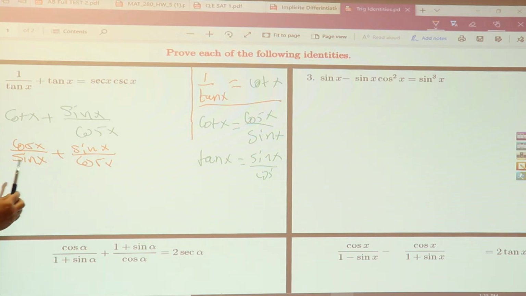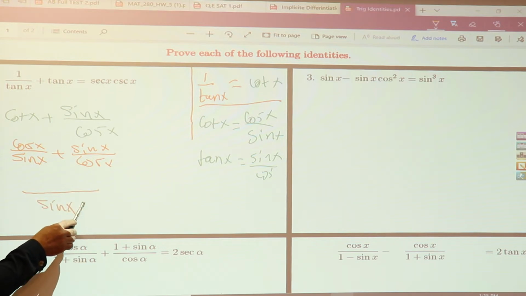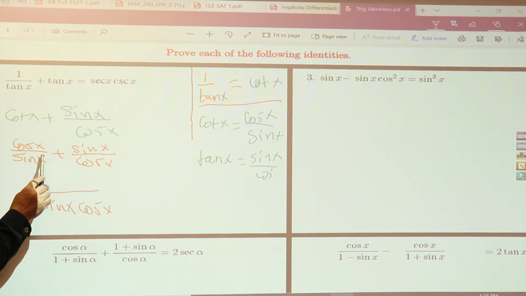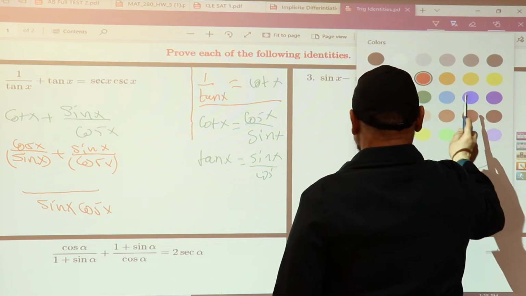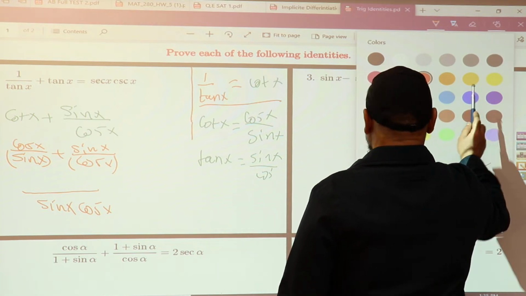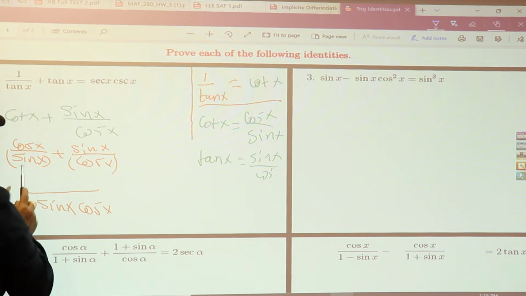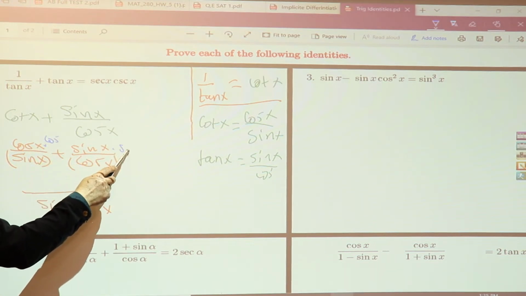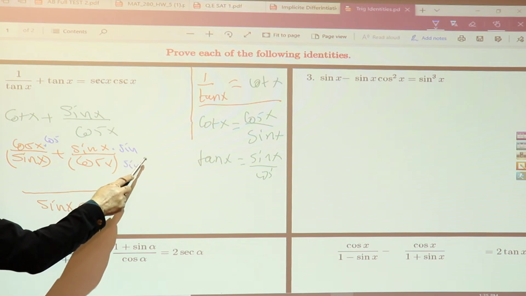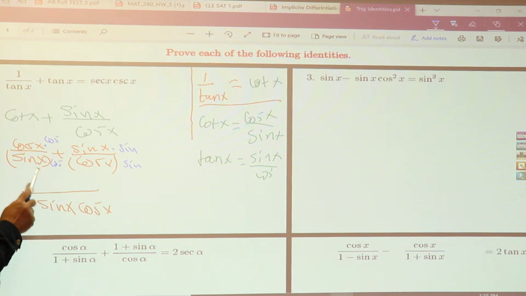I have two different denominators, right? My common denominator will be what? Sine x cosine x. You multiply the two denominators. Now here, since I have sine and cosine, you multiply this by cosine, and this by sine. Cosine and cosine, cosine square x.